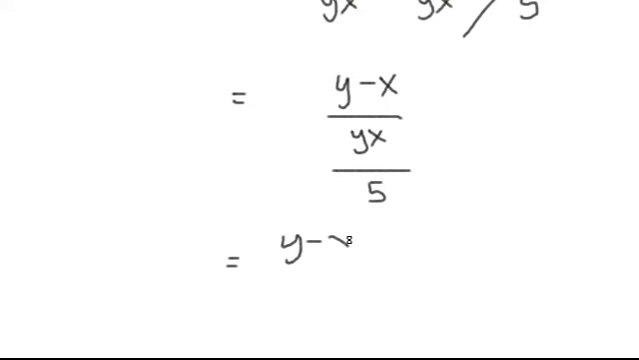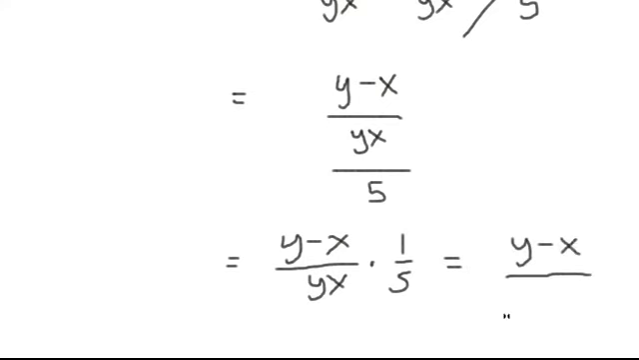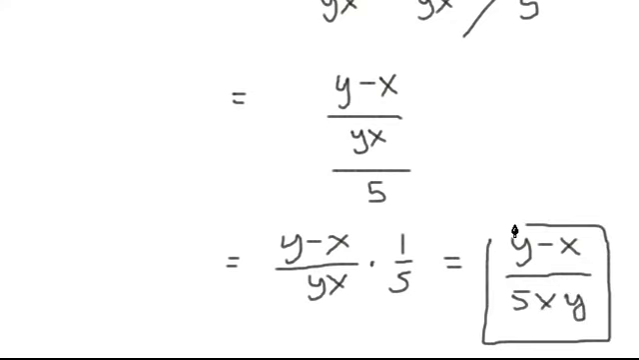So we have y minus x over yx times, now we're flipping this. This would normally be a 5 here if this were divided by, but then we write 1 over 5. Okay. And it looks like this is all going to reduce down to 5xy. So there you go. Hopefully that's what you got.